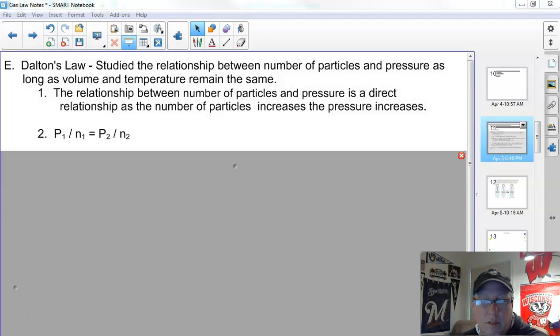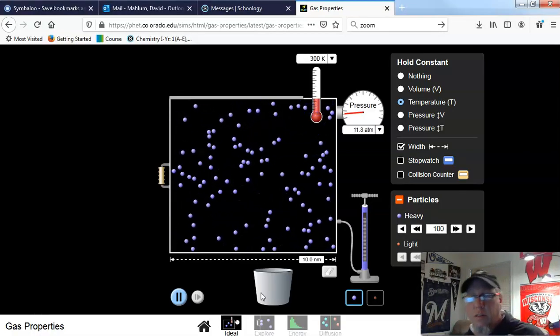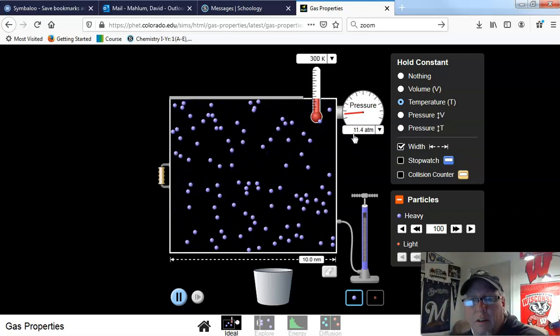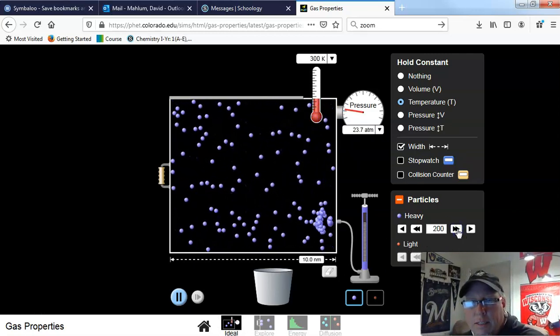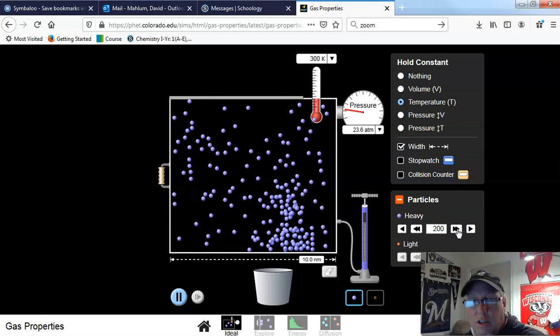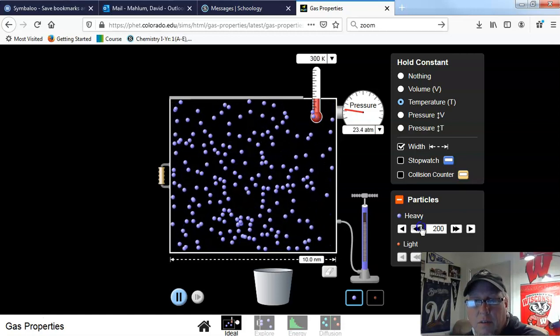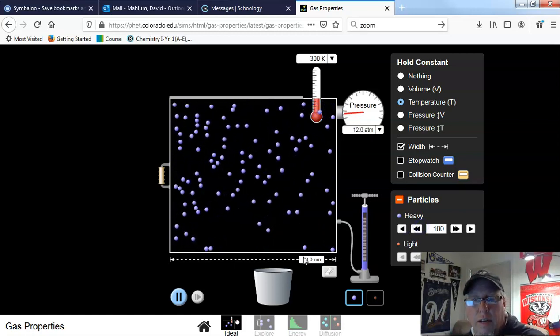So if I wanted to use that same little simulation that you guys were using, here it is. Really super easy for me to show you. Number of particles, you can see what the pressure is. If the particles increase, the pressure is going up. If the particles decrease, the pressure is going down.